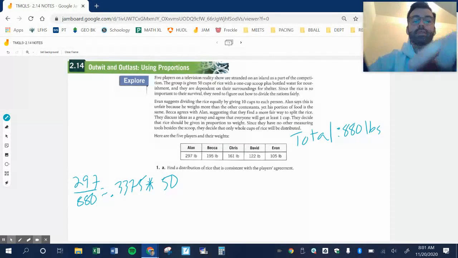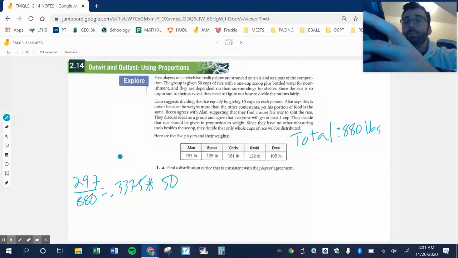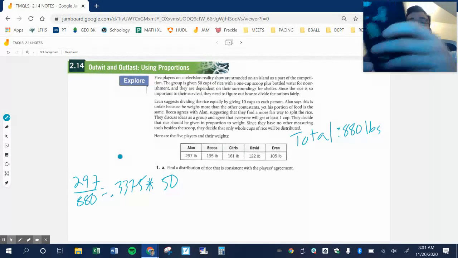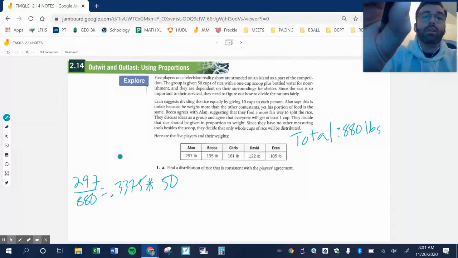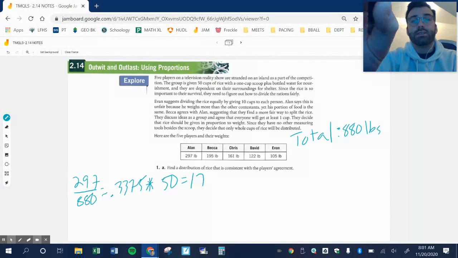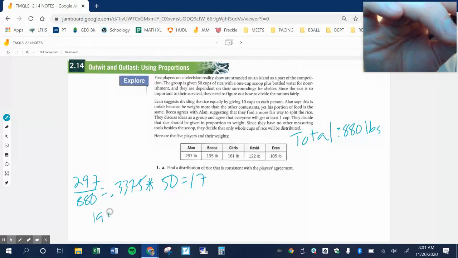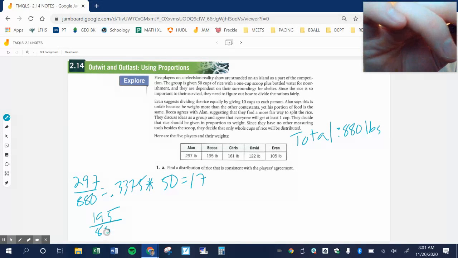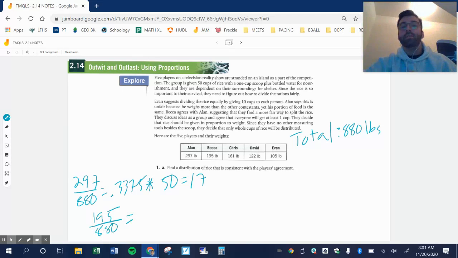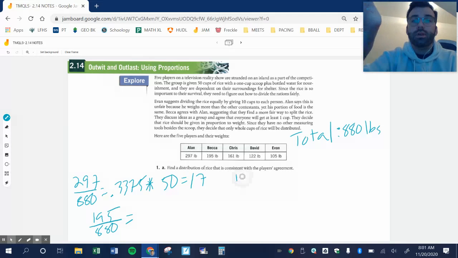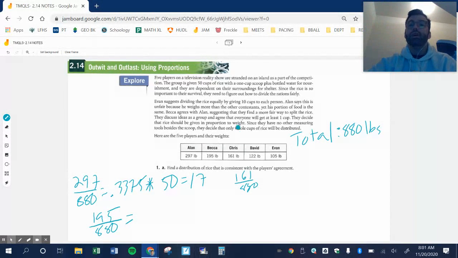Because this is 33.75%, I want 33.75% of that 50 cups of rice to go to Alan. I got 16.87, so I'm going to round that up to 17. I'm going to do the same thing for Becca, 195 over 880, and the same thing for Chris, 161 over 880, and then multiply it. And David and Evan, I want you to do that yourself.